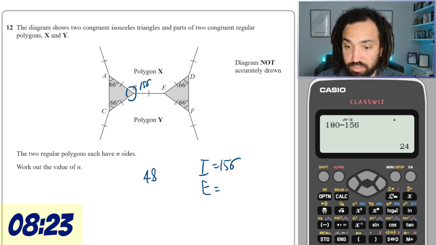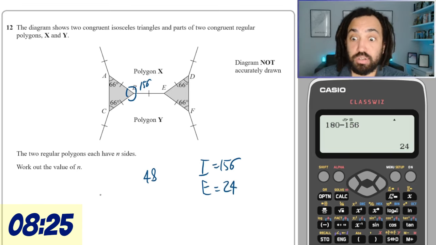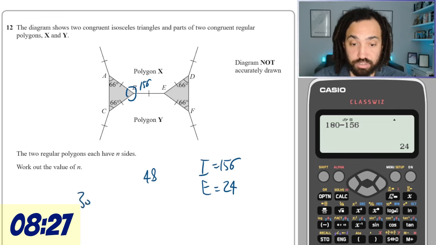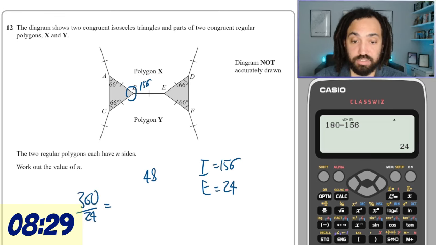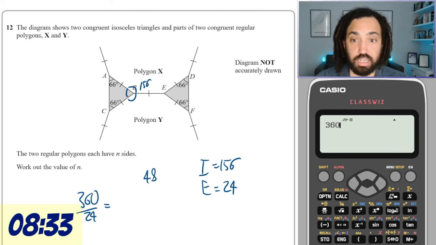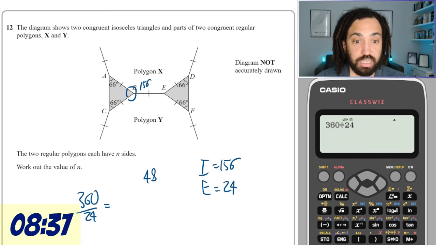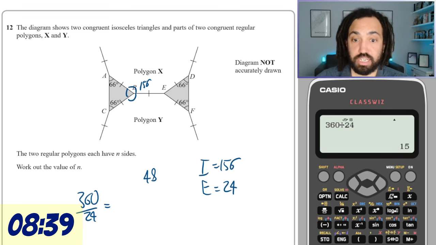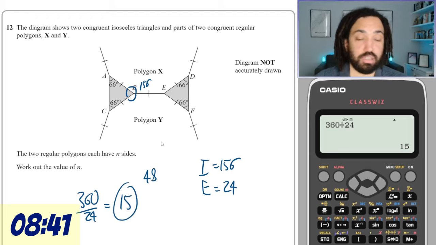Don't know why I needed a calculator for that. We know that the exterior angles add up to 360, so if I divide by 24, that tells me how many of those exterior angles there will be. That will give me a 15-sided shape. Final answer.